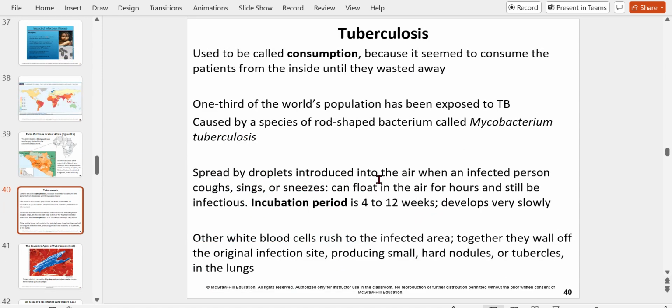TB used to be called consumption because it seemed to consume the patient from the inside until they wasted away. A third of the world's population has been exposed to TB. This one here is a bad one. It's spread by close contact, droplets introduced into the air when an infected person coughs or sneezes, and can float in the air for hours. Incubation period can be 4 to 12 weeks.